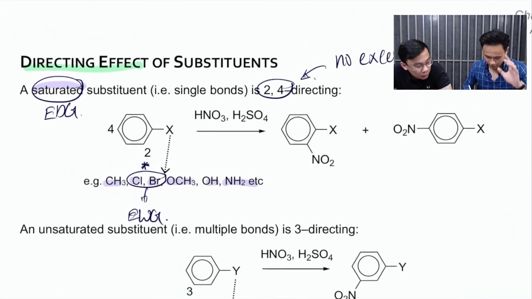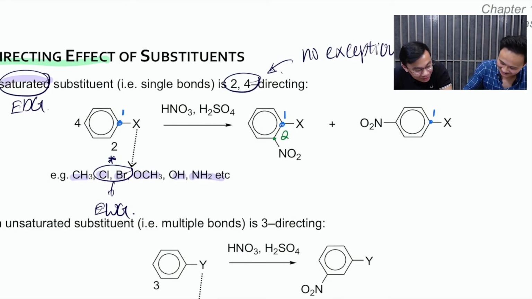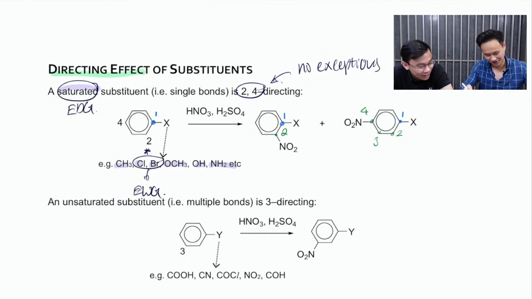Now, Yap-Chen, one more time, prove to me how this is 2,4. If we label this 1, of course this is 2. Yes, 2. And likewise, this is 1, 2, 3, 4. Of course, we don't go anti-clockwise because that will give you 6, right? Yeah, 1, 2, 6. So of course, you always go for the smaller number. So it's 2,4 directing. Cool.